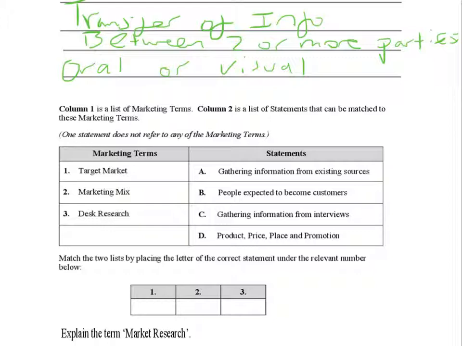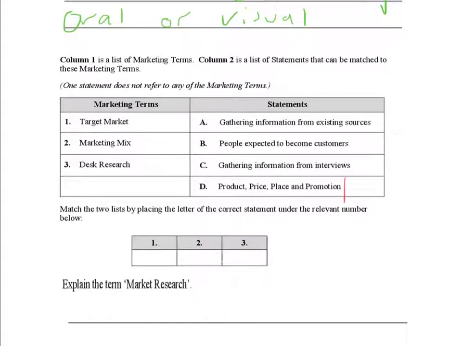Now, third question asks us to match the definitions together. So, let's have a look. Number 1, a target market. Well, we know a target market is about the people who we expect to become our customers, the people we are targeting our product or service at. For example, Smith's target market for toys would probably, most likely, be children. So target market would be B.